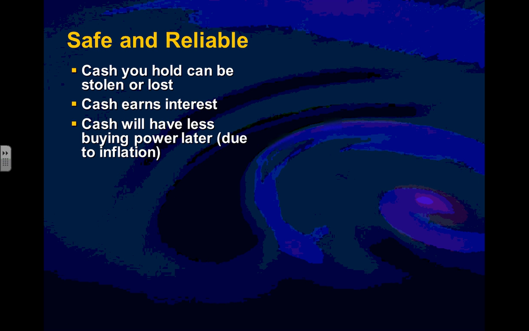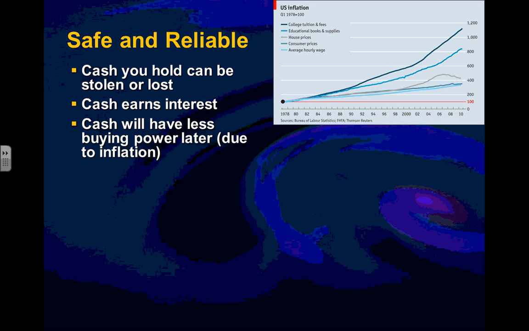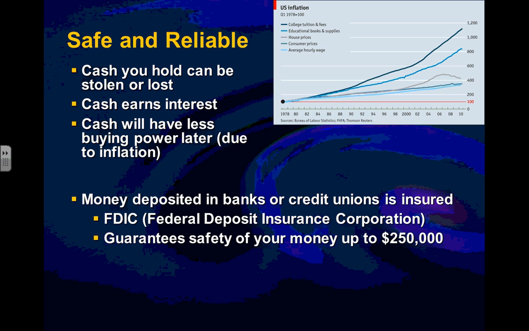First of all, cash you hold can be stolen or lost. Cash also doesn't earn interest, and you want your cash to earn money because of inflation. Understand that prices go up in America: college, books, housing prices, gas prices, clothing prices, food prices, they all go up with time. So if your cash isn't earning interest, you are actually losing its buying power. I mean, $100 is still $100, but $100 five years from now won't buy the same thing that $100 is buying today. Okay, so put your money in the bank.